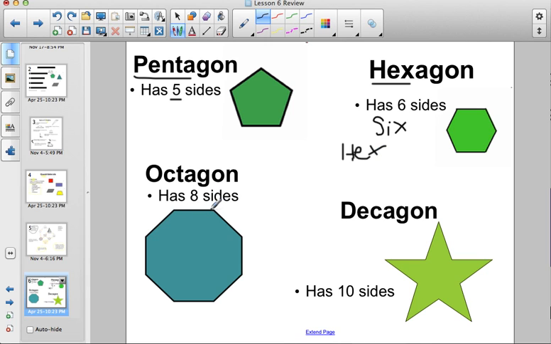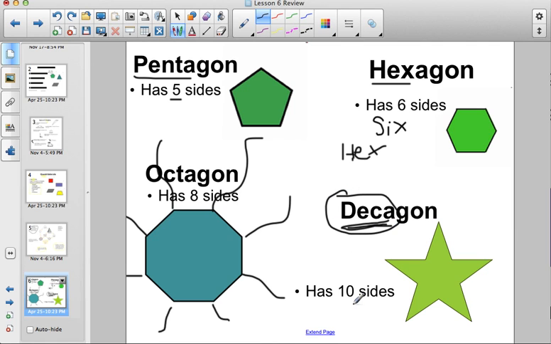Next we have an octagon, which I always think of an octopus, and that the octopus has 8 tentacles, as I'm drawing there, and then a decagon. And a way that you can think of that is a decade is 10 years. So a decagon has 10 sides, a decade is 10 years.